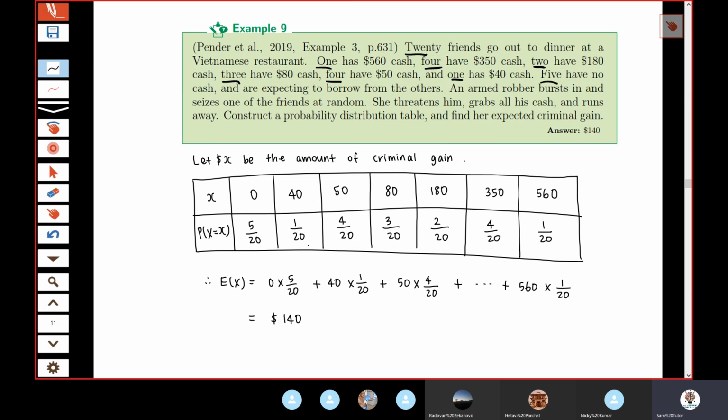And then to find the expected value, you're just going to do 0 times 5, 40 times 1, 50 times 4, and so on and so on. Multiply and add up all the probabilities. The answer should add up to $140. Pretty straightforward. Right? Any questions?